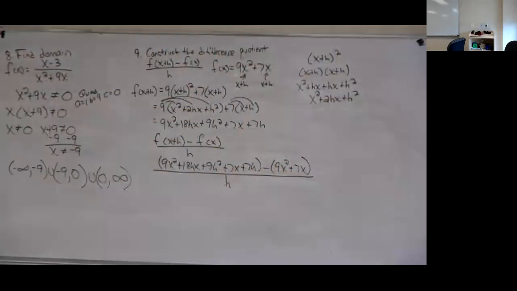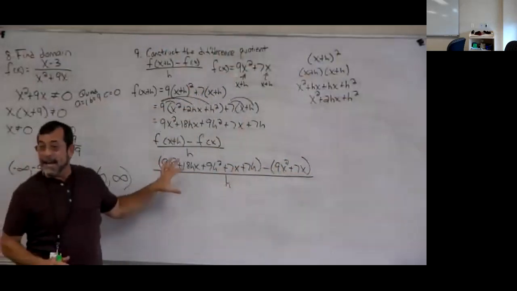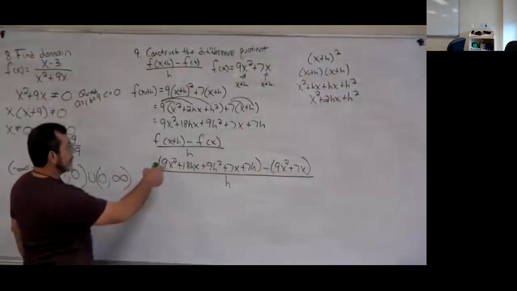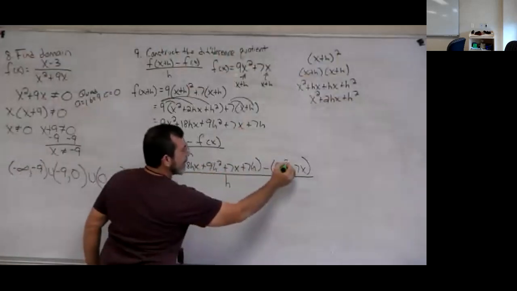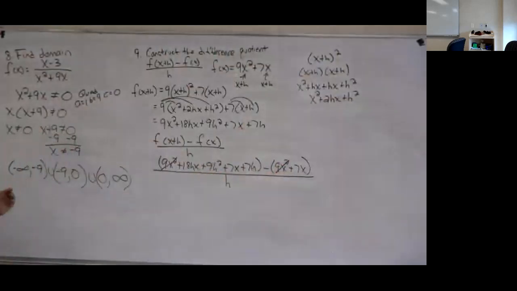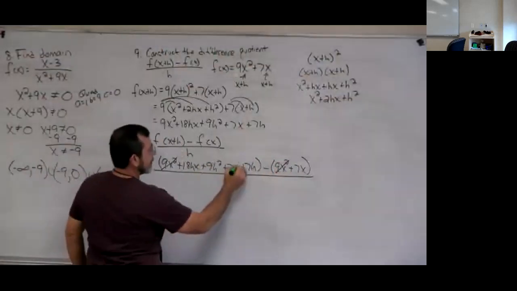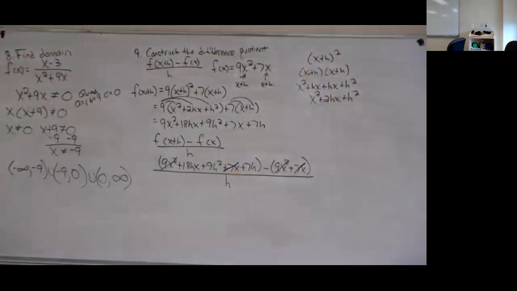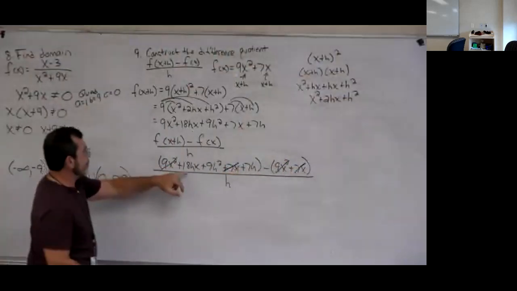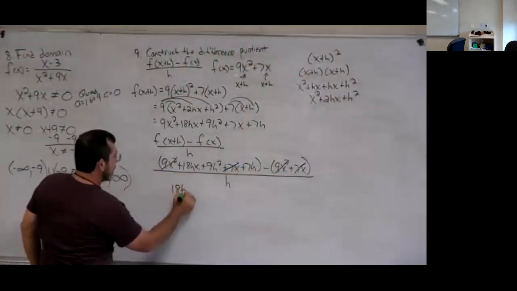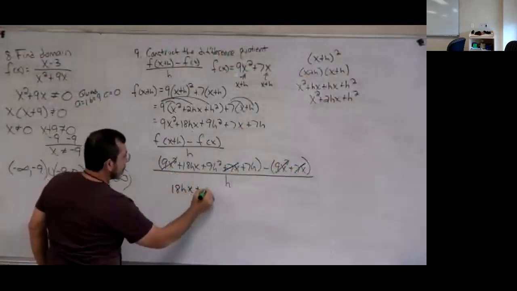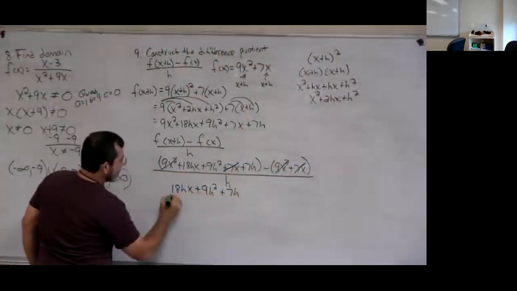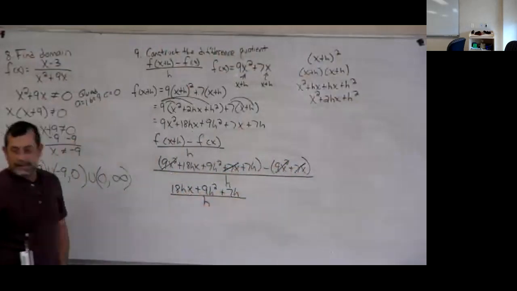So y'all, if you remember at this point, if it didn't have an h on the top, it canceled out. So this 9x squared cancels with this negative 9x squared. Oh, I had one more. Oh, my 7x canceled with the negative 7x. So all that's left is the h terms. So we got an 18hx plus 9h squared plus 7h all divided by h.